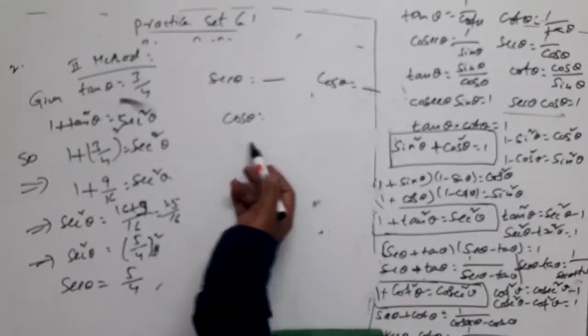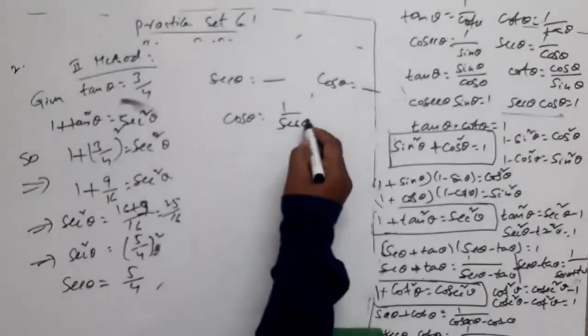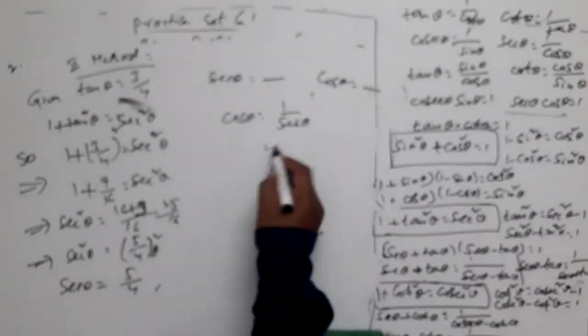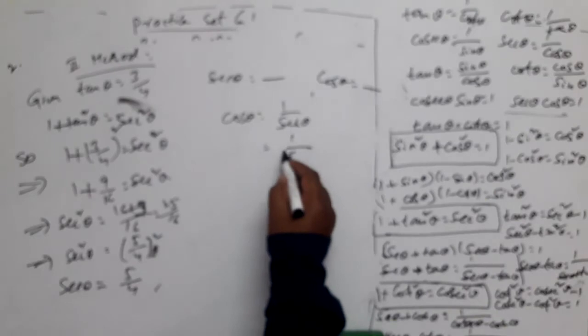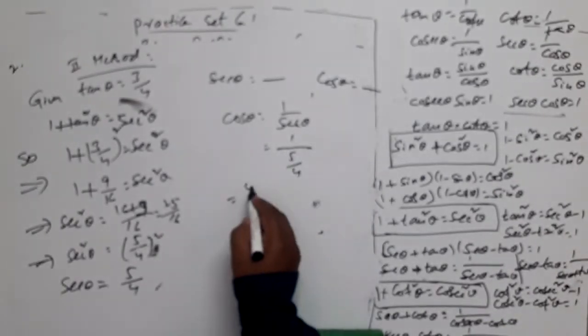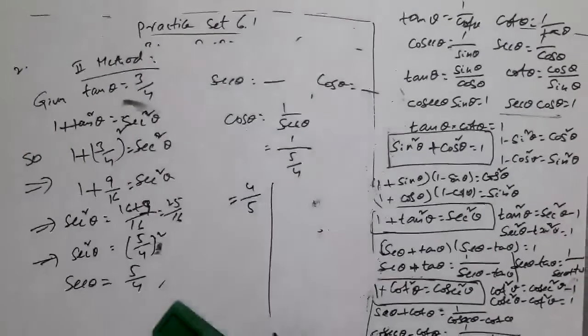Do you have any relation between cos theta and any of these two? Yes. Cos theta and secant theta are reciprocal of each other. We know. So cos theta is 1 by secant theta. So this is 1 by secant theta. Just now we have got 5 by 4, right? So this is 4 by 5.